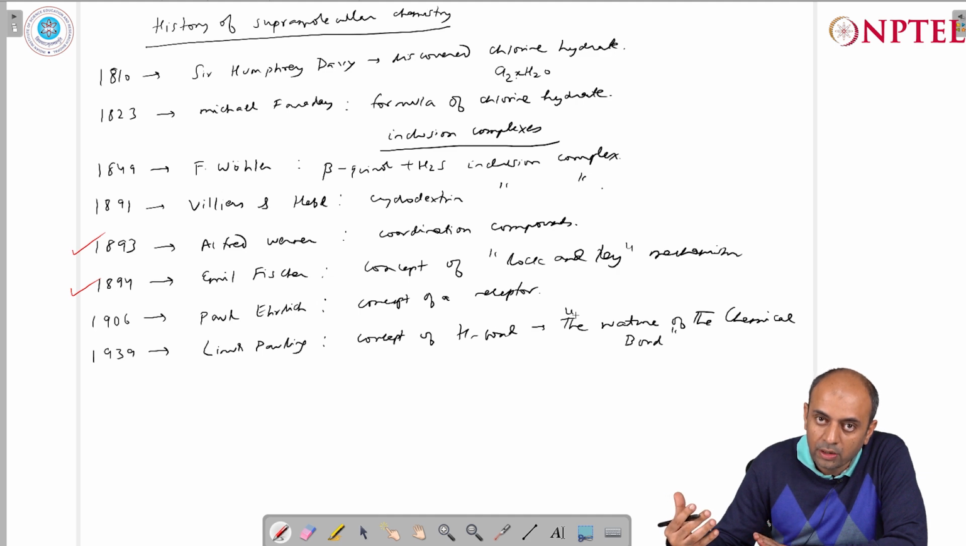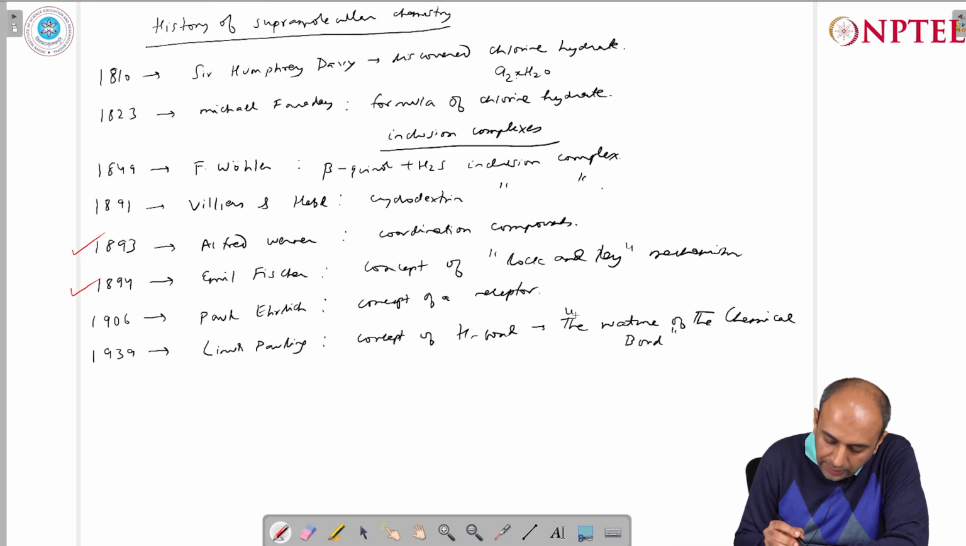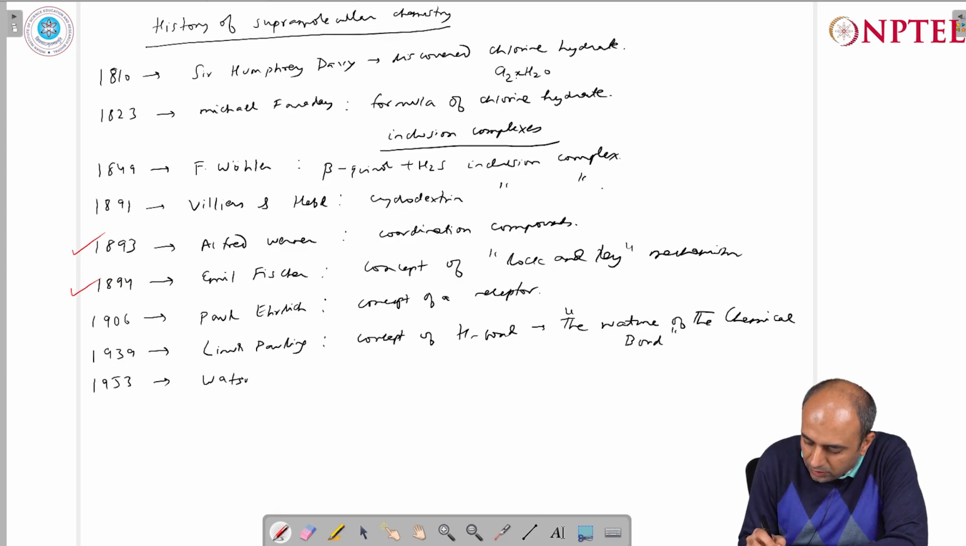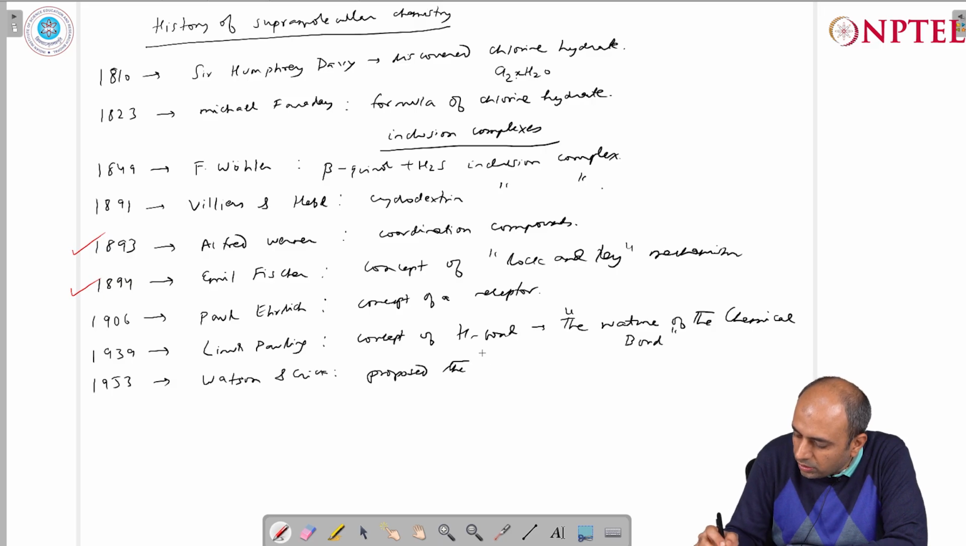Without an understanding of the structure, the shape of the molecule and how the molecules interact with themselves, for example, in the solid state, it has been extremely difficult to get inputs on what is happening when host-guest interactions take place. So, this paved the way for further very important discoveries. For example, in 1953, Watson and Crick proposed the structure of DNA.